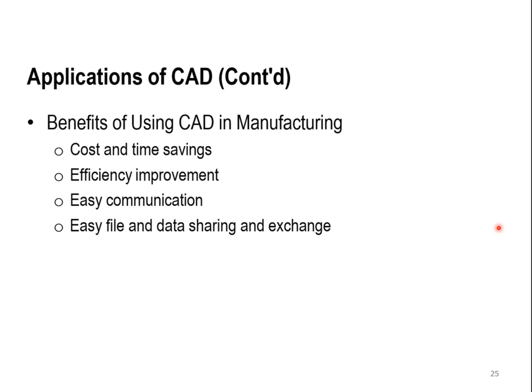Now, the benefit of using CAD in manufacturing is cost and time saving. Because if we do manual drafting, it takes too much time, and it cannot be changed unless we repeat the whole drawing. While if we do it with CAD, it's much easier. The other thing is efficiency improvement, because we can control the whole manufacturing process by using the computer. There's also easy communication between different machines and humans, and easy file and data sharing and exchange.